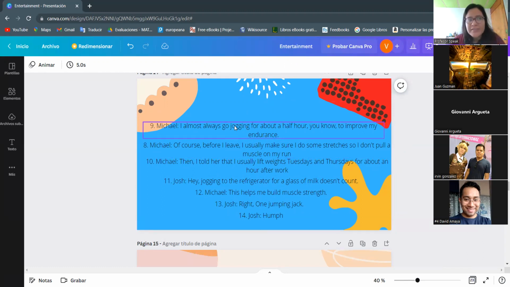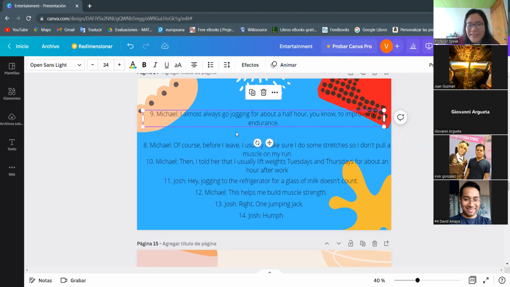Jogging. It's a synonym for running. However, you do it slowly, as if you were jumping a little. I don't know if you get the image. Trotando. Oh, good. Okay. Next one, Giovanni.